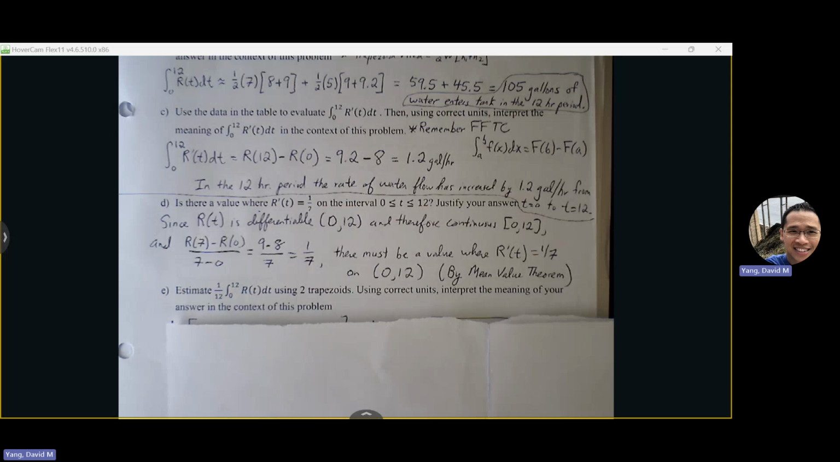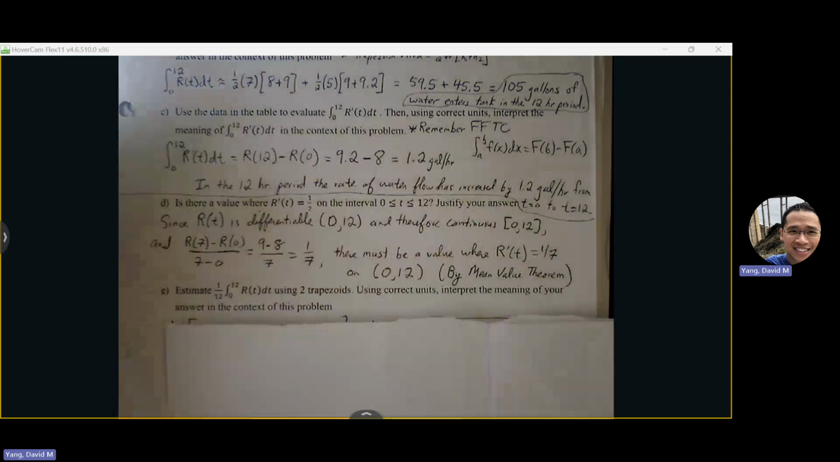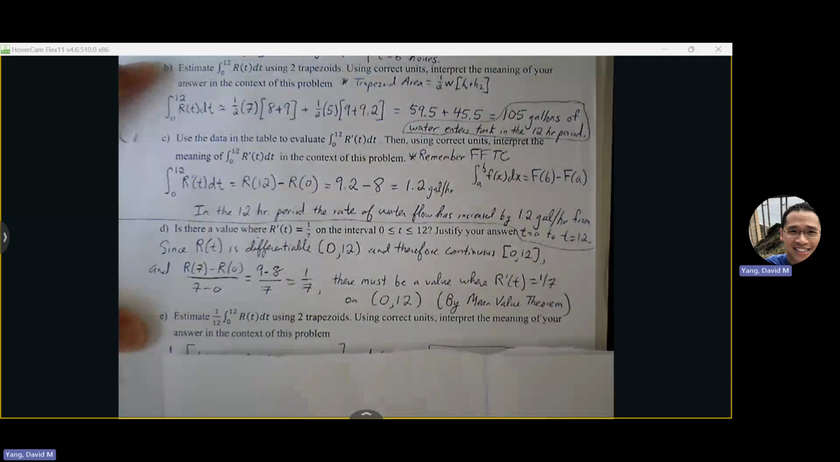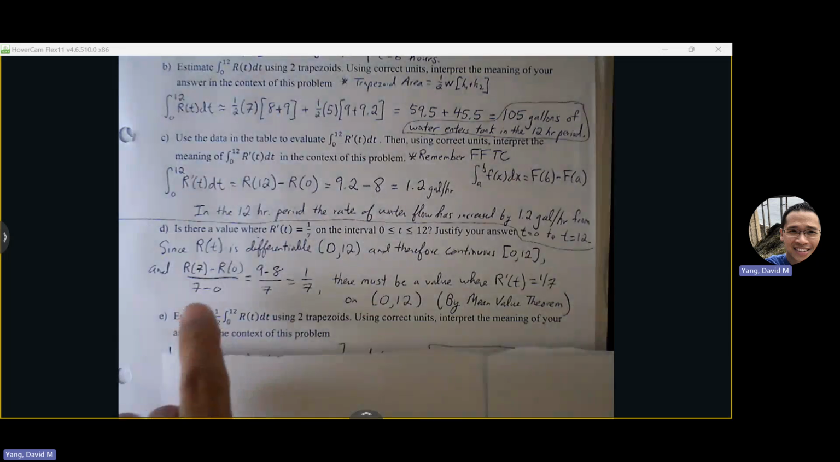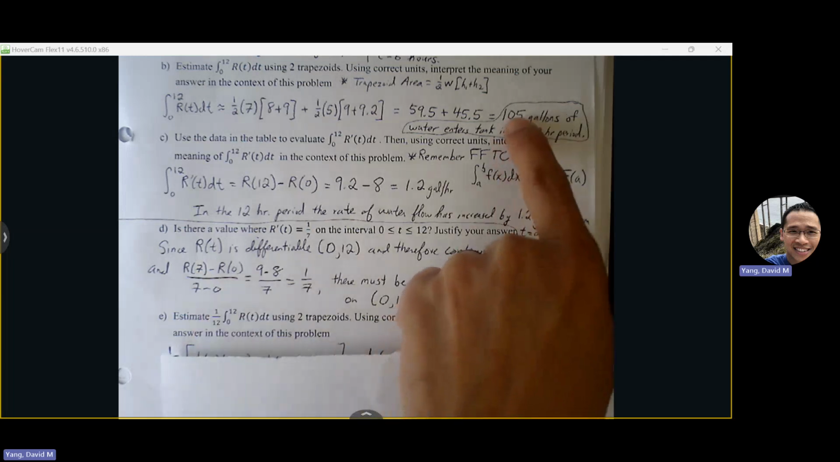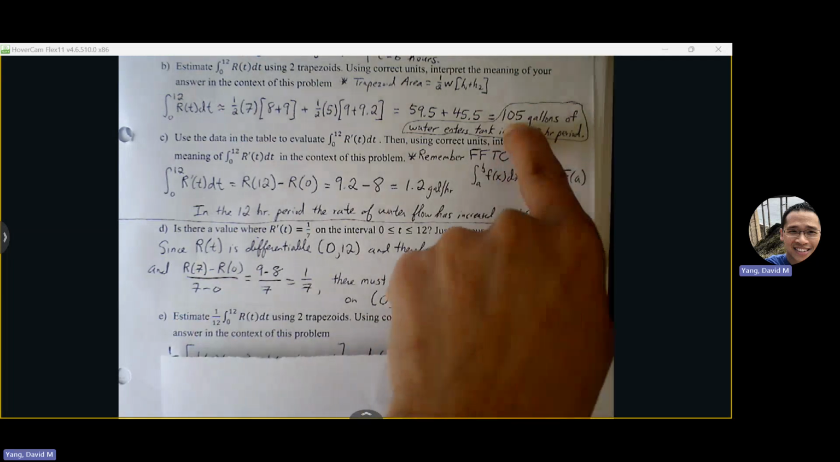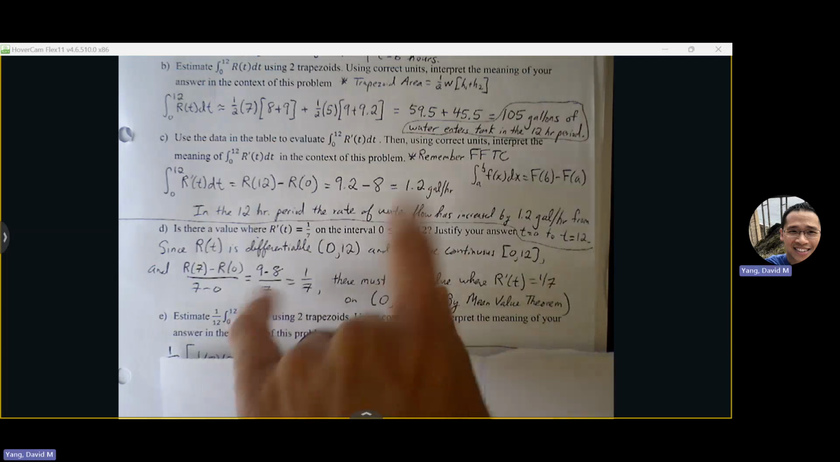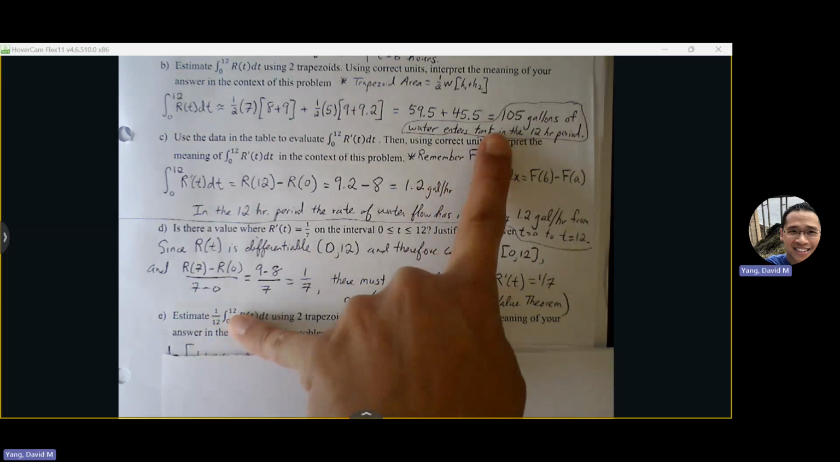Part E, estimate 1/12 of the integral from 0 to 12 of R of t using two trapezoids. If you look at part E versus part B, they're very similar. We're both using trapezoids for B and E. The only difference is that there's a 1/12 in front. So what that's doing is, after we find this integral of R of t, we're going to get that 105 just like before, because the same process, same interval, but then we're dividing by 12. So that means we're back to gallons per hour.